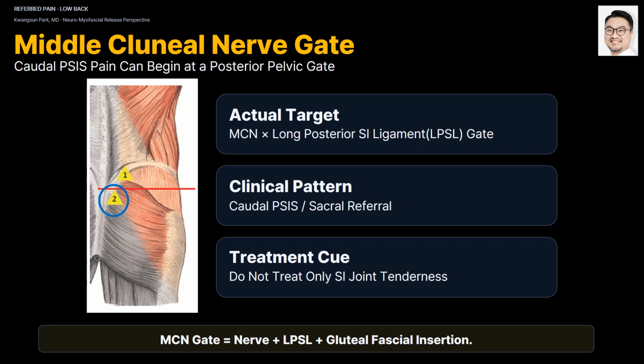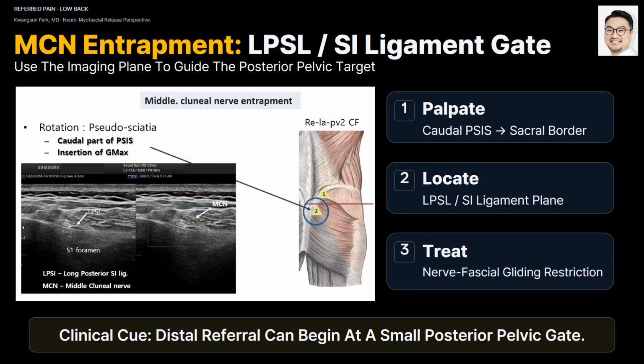The middle cluneal nerve is another important posterior pelvic gate. Around the caudal PSIS, long posterior sacroiliac ligament, and gluteal fascial insertion, the nerve can lose gliding and reproduce buttock or posterior pelvic pain. For the MCN gate, I palpate near the caudal PSIS and sacral border, then localize the long posterior sacroiliac ligament plane.